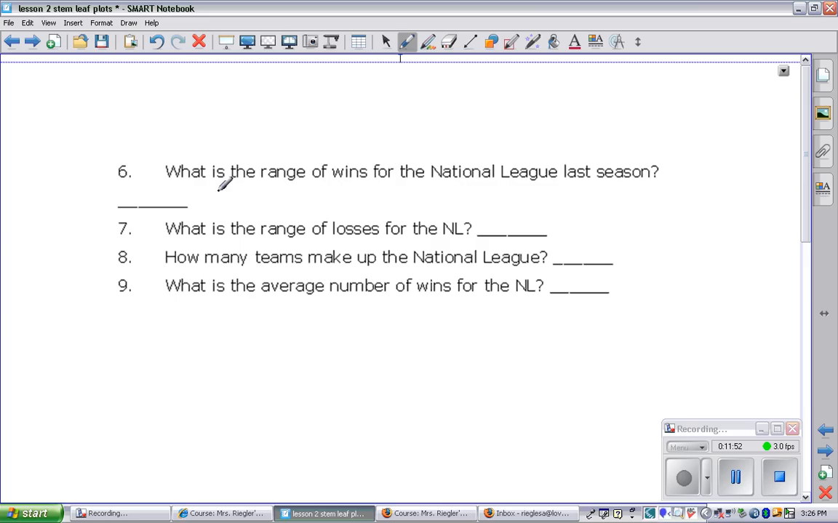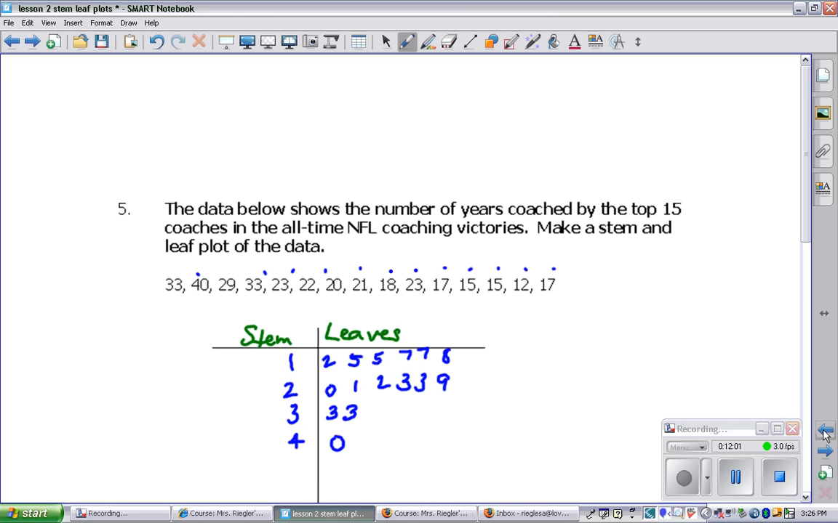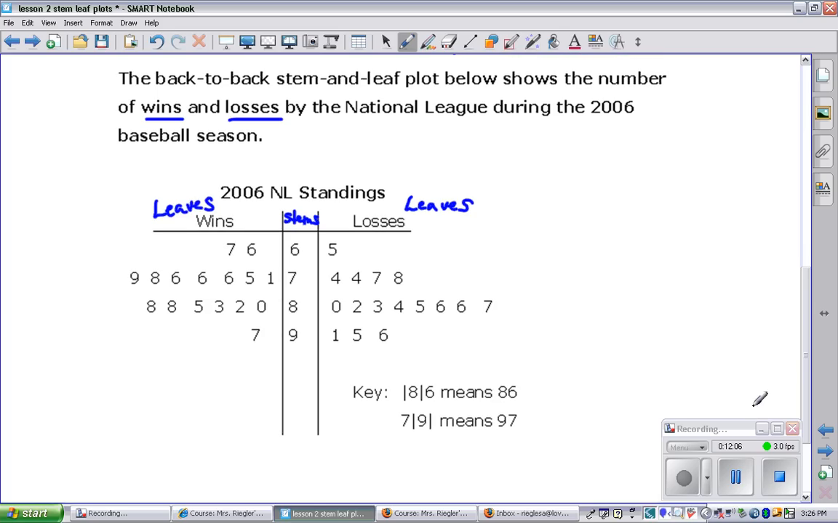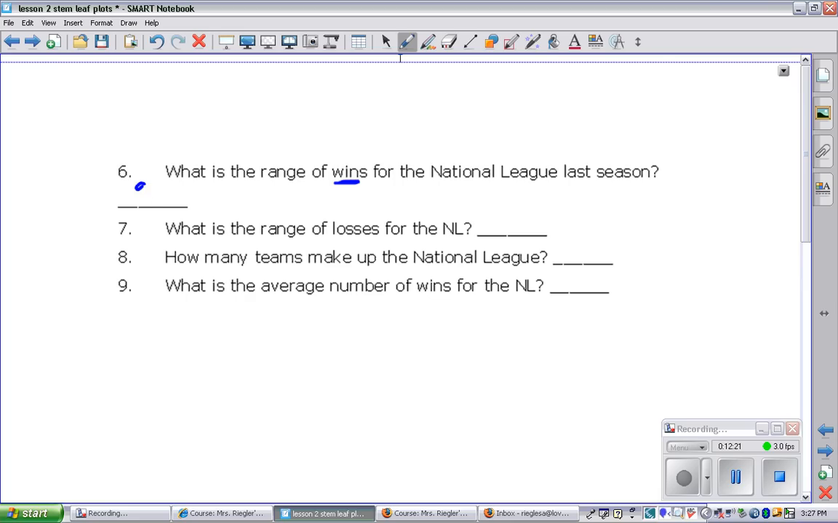table. It says, what is the range of wins for the National League last season? So that means we need to go to the side that has the wins and find the highest number and the lowest number. So let's look at the win side. First of all, what's our highest number? That would be 97. What's our lowest number? That's going to be 66. So our range is a total of 31. So we did 97 minus 66 equals 31.